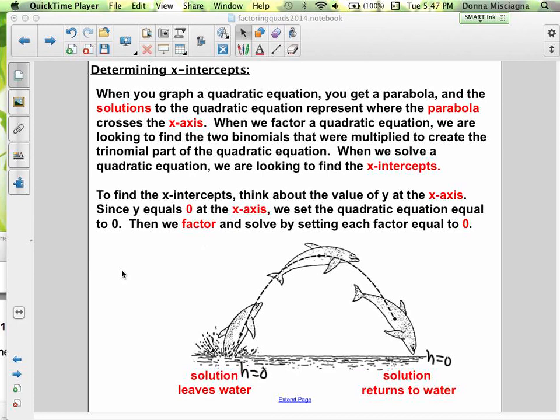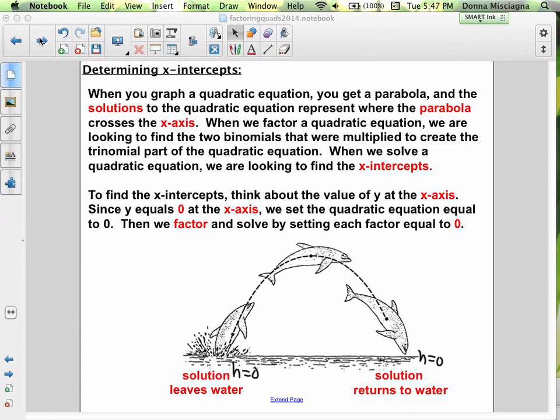So if we think about our dolphins here, right, what's the height of the dolphin when he leaves the water? Right? His height is 0. When he returns to the water, his height is 0 feet again. Right? So we're going to be setting our equation equal to 0, and then once we factor, we'll set our factors equal to 0. Other than that, our steps are going to be the same.